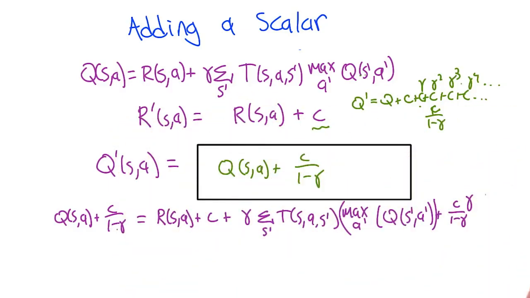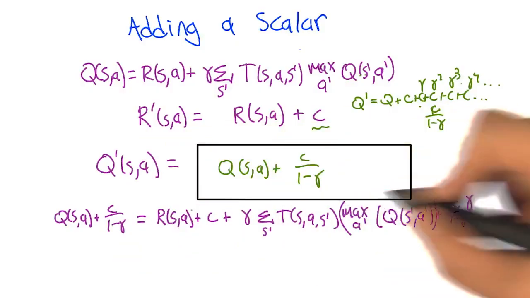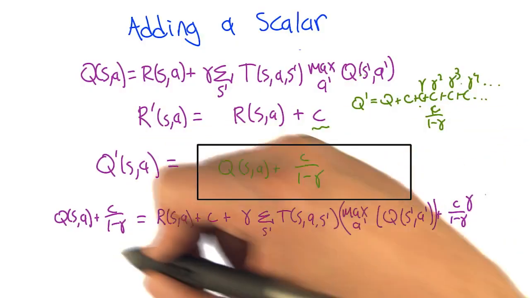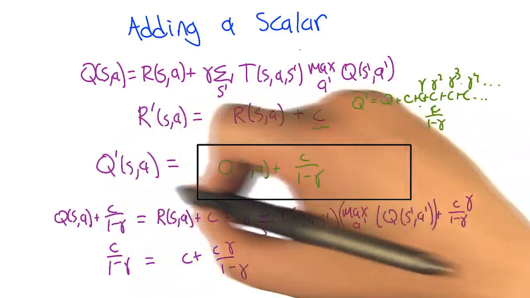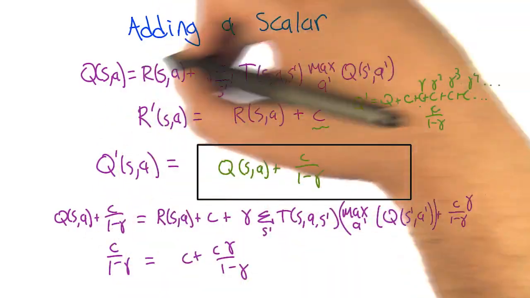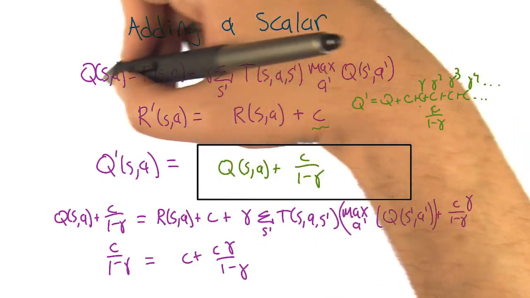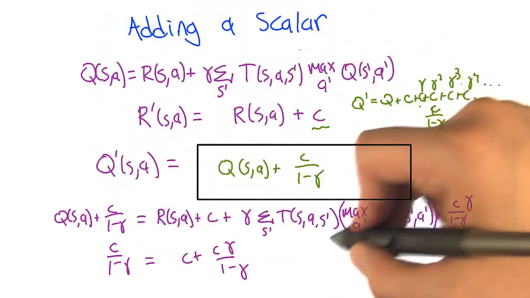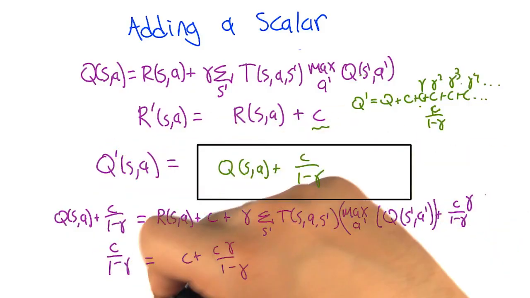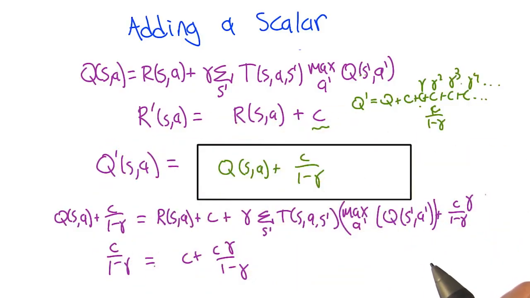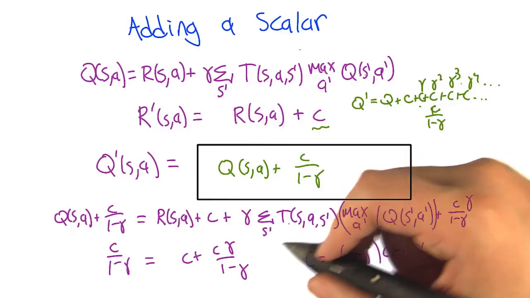So in fact, here, let's do this. As a step, this is true if and only if this is true, which I got by subtracting from both sides the solution to the original Bellman equation. We've got this Q, we've got the R, we've got this thing here, and all that's left are these C things. So is this true? Yeah, it is. And why is that? Because you multiply everything times 1 minus gamma.